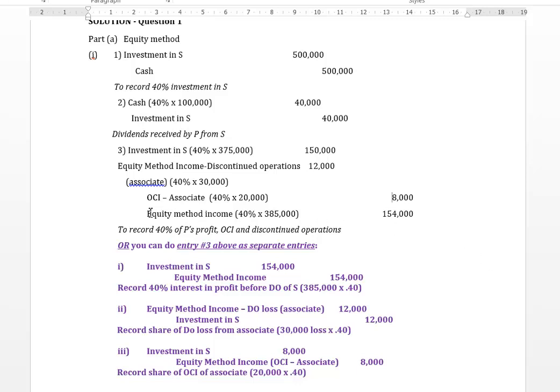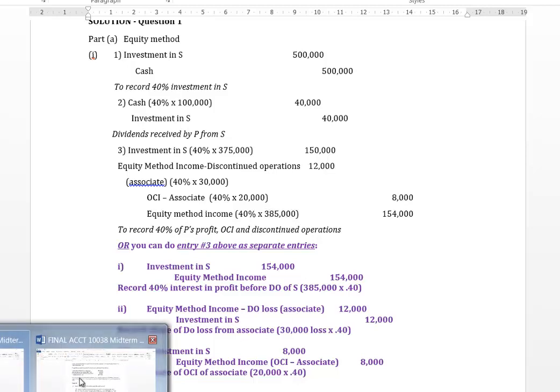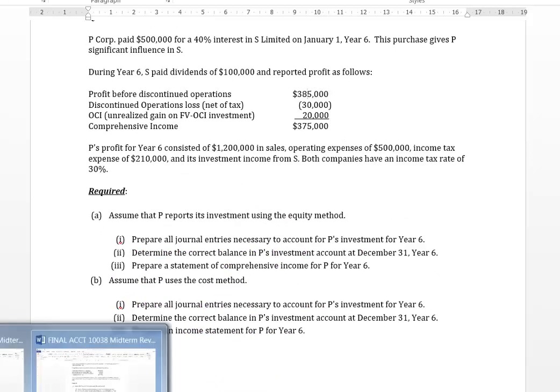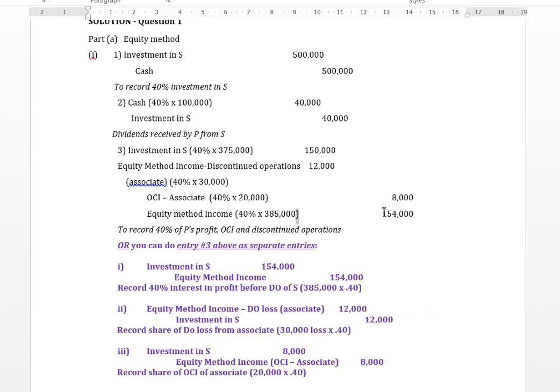Now we know that the profit before the DO and before the OCI was $385,000. We were given that in the question, if you'll remember. It's right here. So P takes in its share of that as well. So they take in their share of that, which is $154,000. So we've taken 40% times the profit before discontinued operations and OCI to get $154,000.